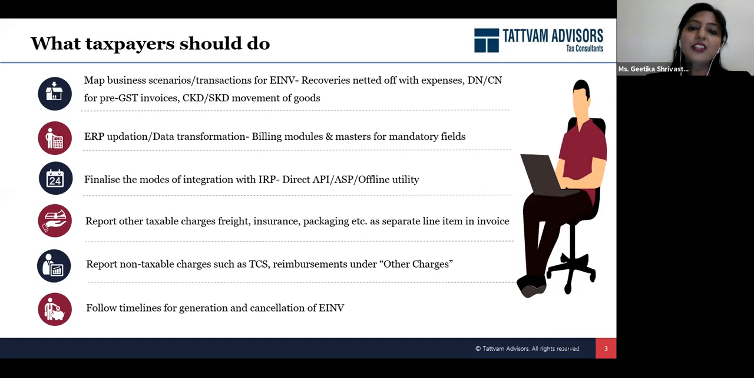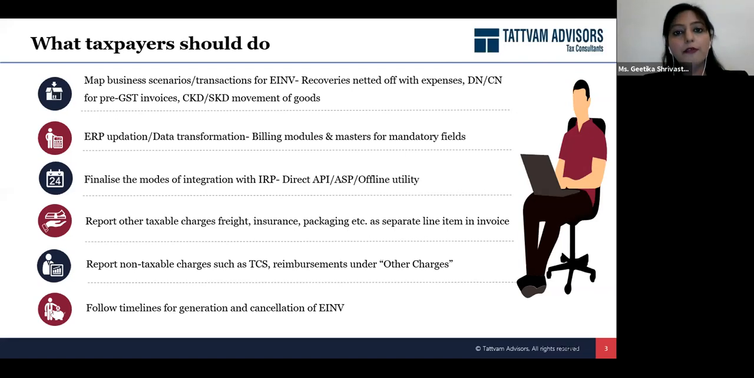First and foremost, each and every taxpayer should map all the business scenarios and the transactions for e-invoicing. When I say business scenarios, I do not only want to talk about the normal supplies, the sales returns, and the goods which are sold, the supplies made, cross-charge, etc. There are various other transactions also where the information or the data points are not available in the sales registers, but while doing e-invoicing or tax compliances, it is very important to ensure that we don't miss out on any of the transactions.